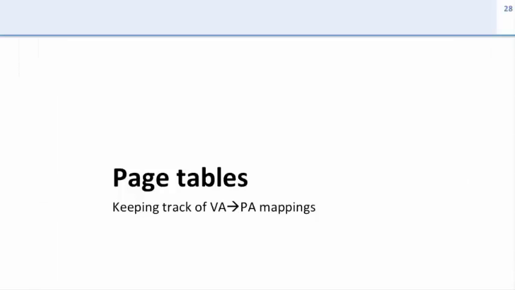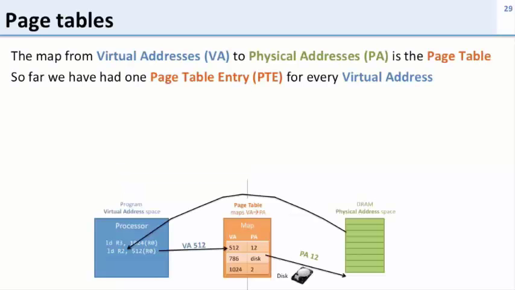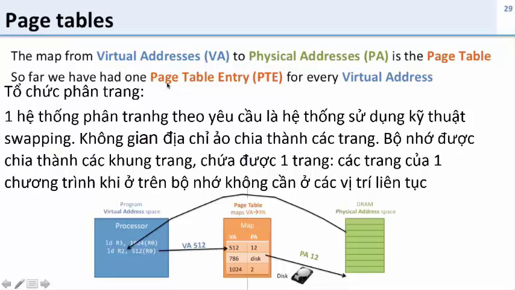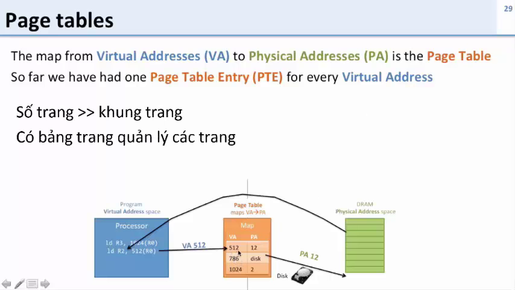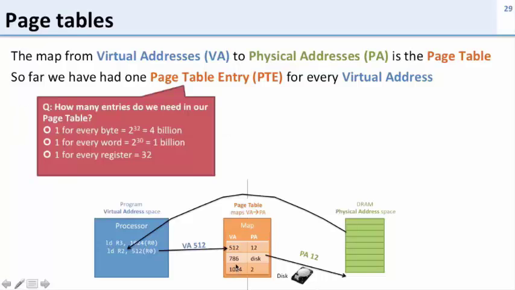Now we're going to talk about page tables. And the page table is the mapping that keeps track of these virtual address to physical address mappings. And we're going to see in a minute why we call it a page table. So we saw before that we have this map from the virtual addresses to the physical addresses. We're going to call this the page table. What we've seen so far is we had one entry, or one page table entry, for every virtual address. So here we had one entry for address 512, one entry for 786, because we also had entries for all the words in between these as well.